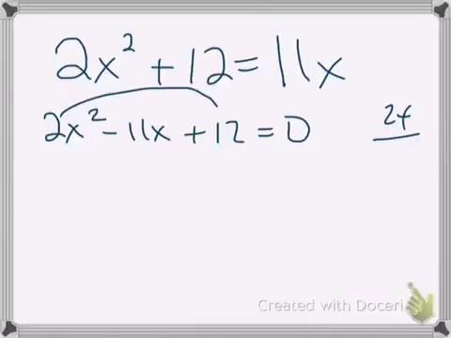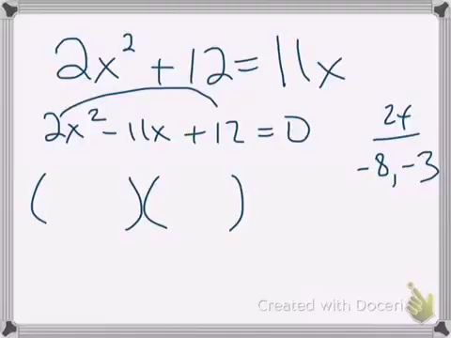Find the factors of 24 that add up to be, and what are they? Negative 8 and negative 3. Okay. So this one is pretty easy to factor. 2x and x are our only choices for 2x squared.